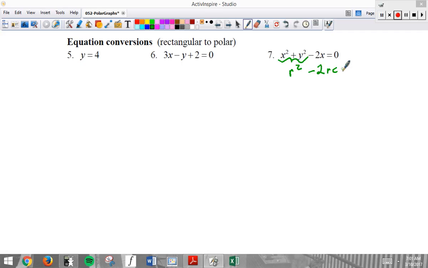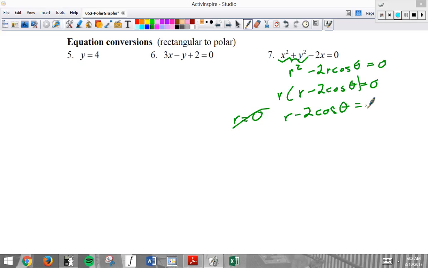Minus 2r cosine theta. You factor out the r. You still have to do the thing we talked about just now. We have to say r equals 0 is not possible. r minus 2 cos equals 0 is possible. r equals 2 cosine theta. So that is a nice circle graph.